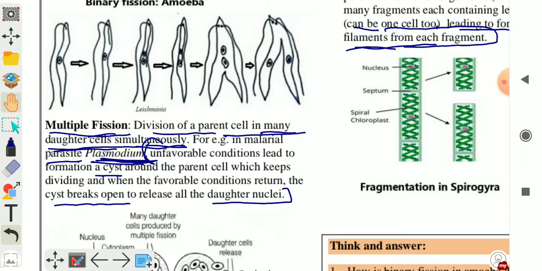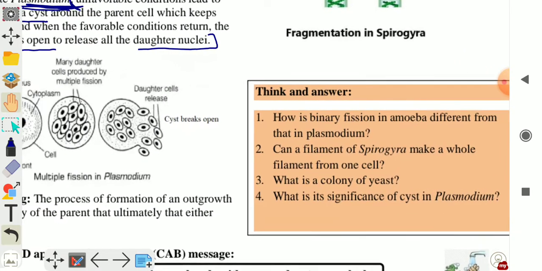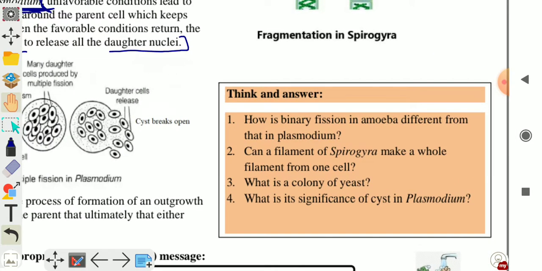Question number 2. Can a filament of Spirogyra make a whole filament from one cell? Your answer would be yes. From a single cell of Spirogyra, a whole filament can be developed.